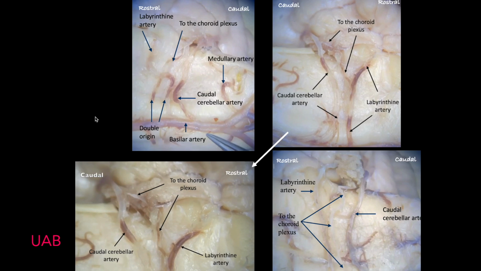labyrinthine artery has a double origin. Remember, there is a great variety of the arteries at this level in the encephalon. And from this one, as you see, there is an artery going through the choroid plexus, and this is going to enter the internal acoustic meatus.